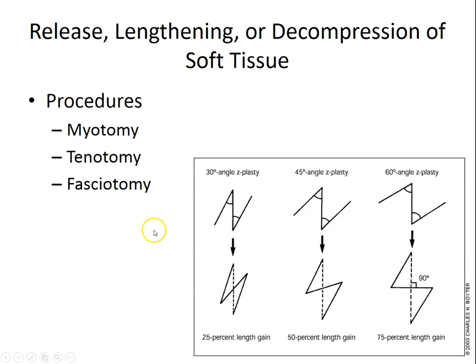So a myotomy is going to be an increase in muscle length, a tenotomy is going to be an increase in tendon length, and a fasciotomy would be an increase in fascia. The thing to keep in mind with this is that we want to increase the length of the tissue, but we don't necessarily want too much of an increase because we don't want to end up with laxity around the area. So they're often very cautious about doing these types of procedures.